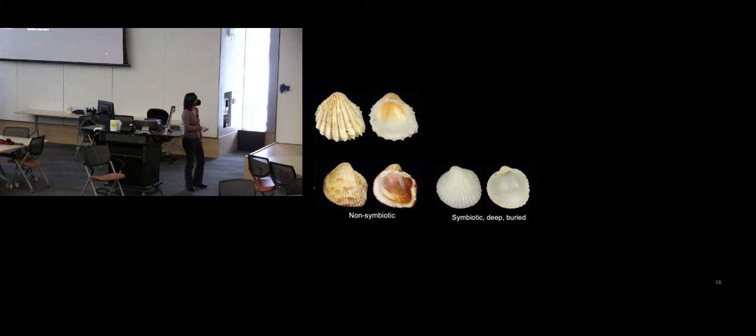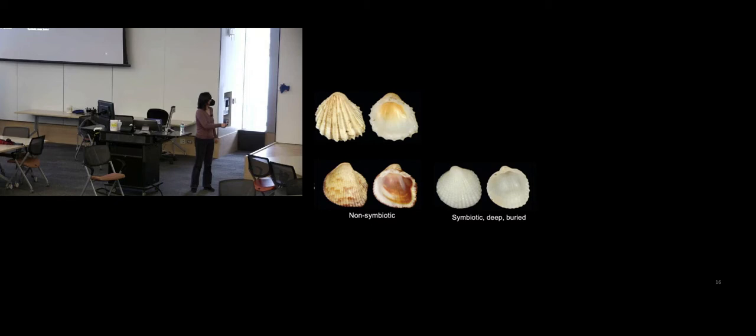And then we have the second species example. This is a photosymbiotic species, but it lives in a deeper habitat, around 20 meters, buried in the sediment. Just looking at the shell morphology, it's not that different from the non-symbiotic species. It has a relatively symmetric shell, the shells are convex, they're fat.